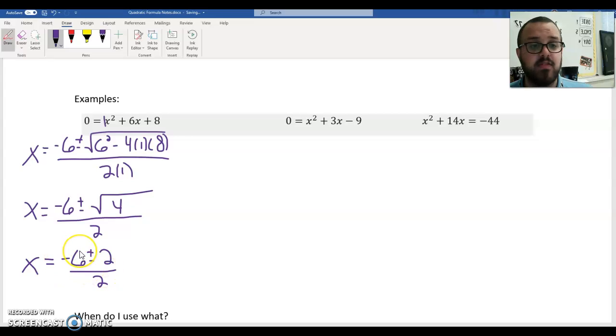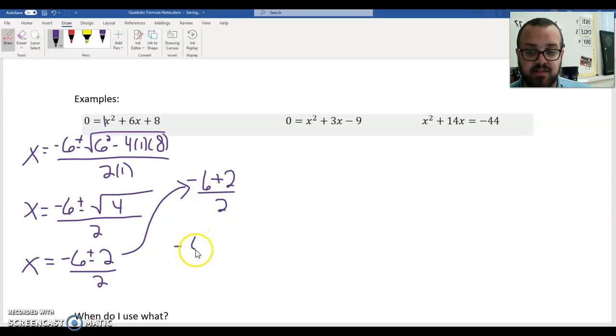Once you end up here, this is where you're going to split it into two different equations. Okay, the plus or minus, we want to look at what each of those is going to give us. So we're going to have the opposite of 6 plus 2 divided by 2. And then we're also going to have the opposite of 6 minus 2 divided by 2. And those are going to equal two different things.